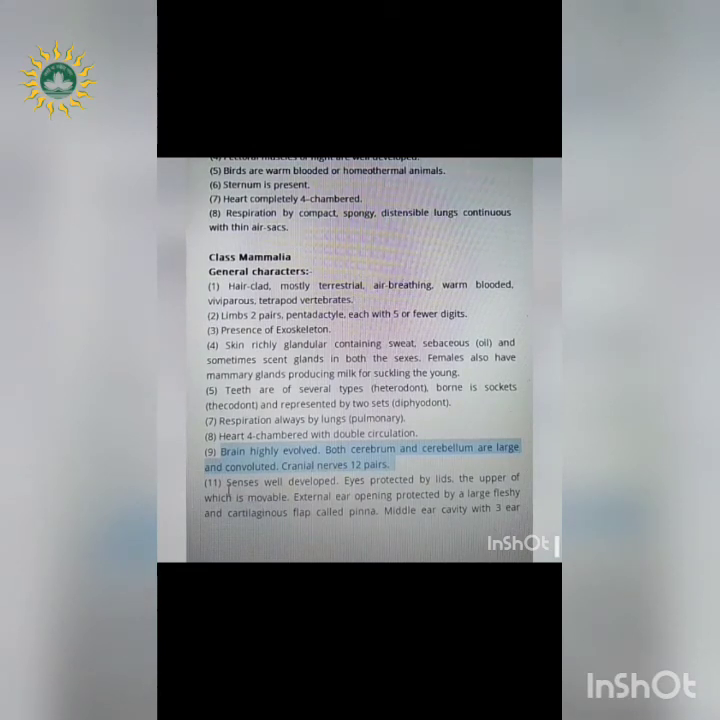The senses are very well developed. The eyes are protected by lids, the upper one of which is movable, and the external ear has a cartilaginous flap which is called the pinna. The middle ear has a cavity, and ear ossicles or ear bones are present, which are referred to as malleus, incus and stapes. And the cochlea of the internal ear is spirally coiled. Lastly, except for some egg-laying mammals, mammals are generally viviparous, that means they give birth to living young ones. So this is all about the phyla of the animal kingdom classification.